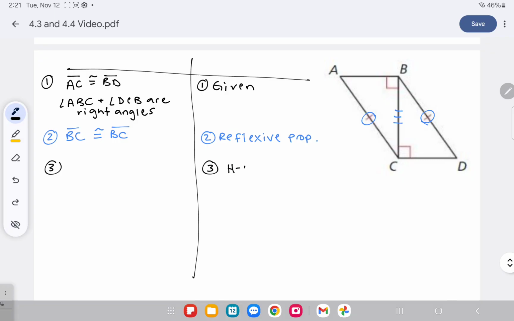That's enough to say that our two triangles are congruent by the hypotenuse-leg theorem. And when we name our triangles, because it doesn't give us a congruent statement, we have to create our own. It doesn't matter how you name the first triangle, but when you name the second triangle, make sure you're matching up congruent things together. So angle A is congruent to angle D. Angle B is congruent to angle C in the other triangle. And angle C in one triangle is congruent to angle B in the other triangle.